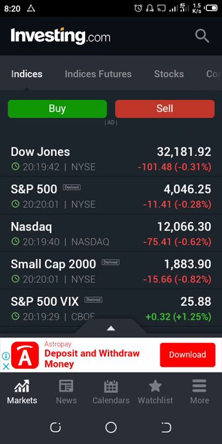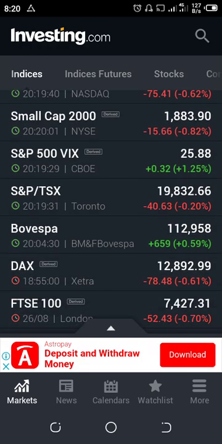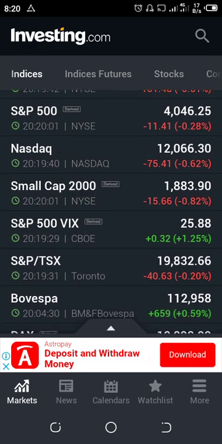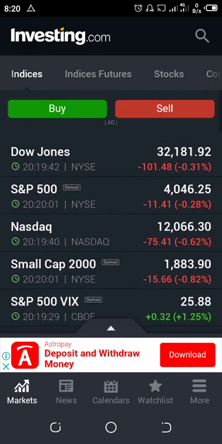This is the app that I'm going to use to explain more of these markets. I can say that it is courtesy of investing.com. I'm going to use their apps to show the different markets that are basically in the market.